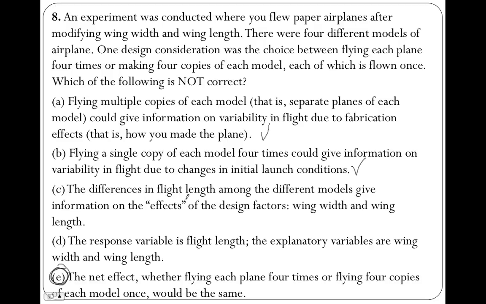C, the differences in flight length among the different models give information on the effects of the design factors, wing width and wing length. Sure, okay, the differences in length tell me about the effect of the factors that we're testing, which are wing width and wing length. So C and D are really related. My response variable here, what I'm measuring at the end, is how long the planes fly. And the explanatory variable, what I'm using to explain what happens, are the wing width and the wing length. So the answer here should be E.